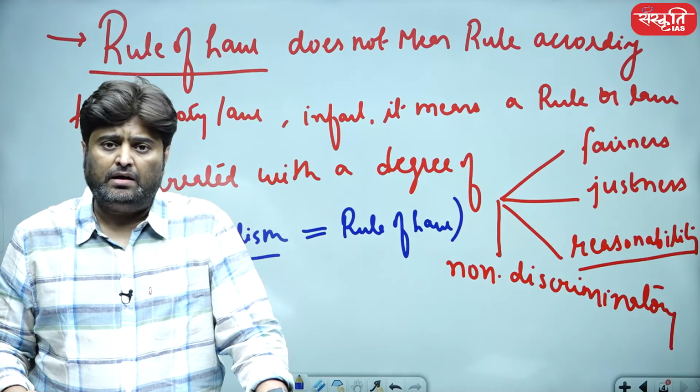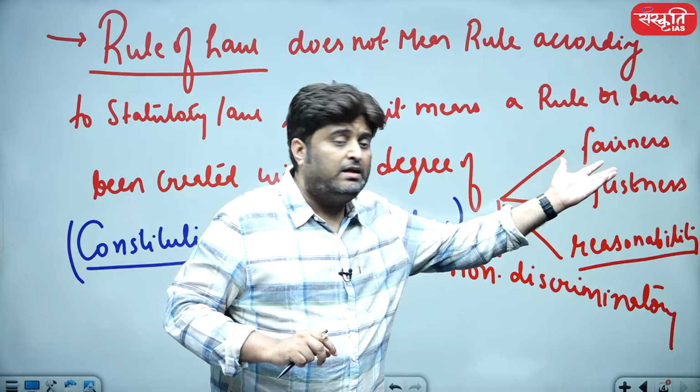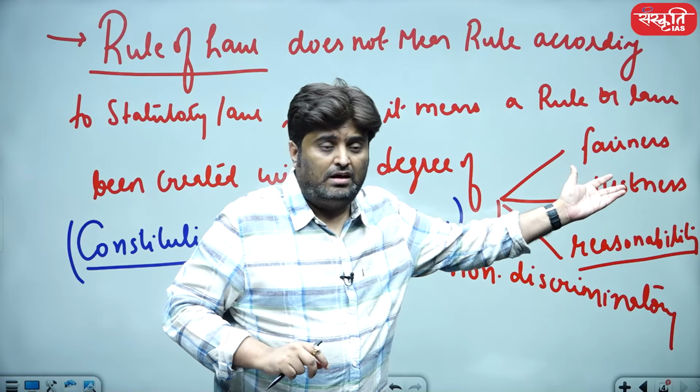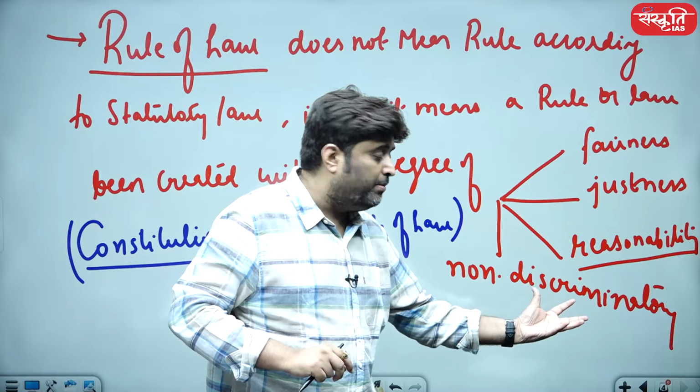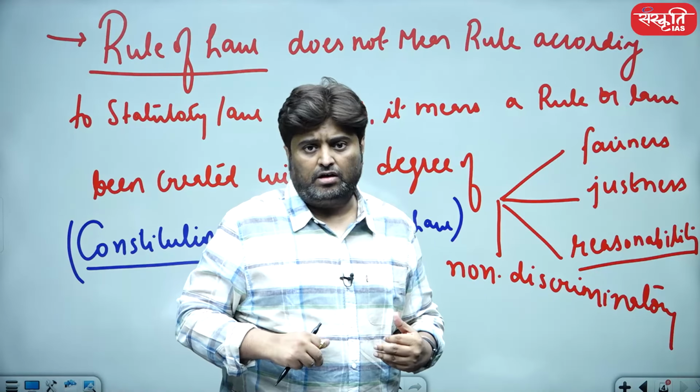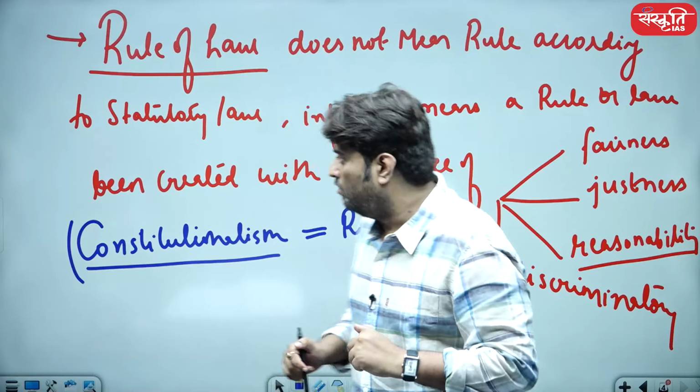We need not to have a rule of men, because if rule of men is going to be there, it may be possible that they will become unfair. They will become unjust. They will become unreasonable, and they may become discriminatory in nature. That's a very powerful line which we need to associate with it.